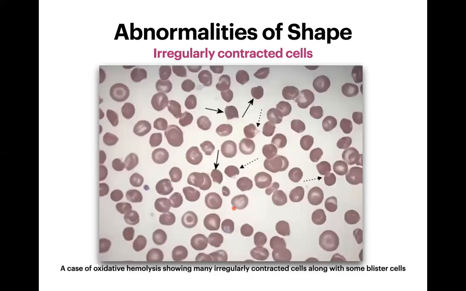So this is an image from a case of oxidative hemolysis, showing many irregularly contracted cells with some blister cells. See the arrows which you are seeing, these are irregularly contracted cells. As I said, they are like spherocytes, but they are not perfectly round. So that's when you call them irregularly contracted cells. Some bite cells are also there. I will describe them just after this one. So just focus on these cells. They are like spherocytes, but they are not perfectly round.